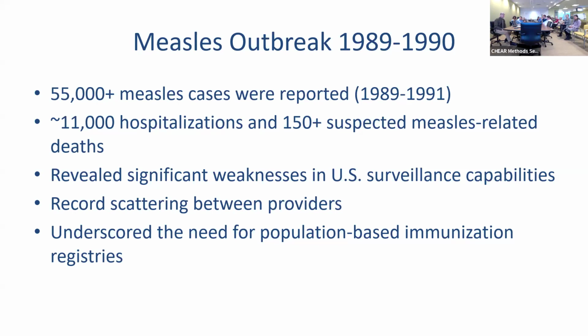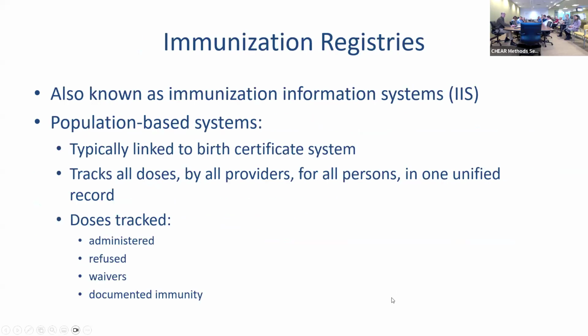And it really led to the dawn of immunization registries. It underscored the importance that we need to do something vastly different and we need to do it quick. So this really got the national focus on immunization registries started. So I would say the 1990s were the dawn of immunization registries as we know them today. You'll hear the term immunization information systems, which is really a different name for the same thing.